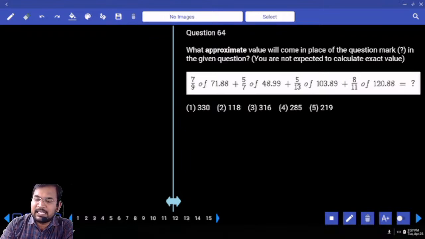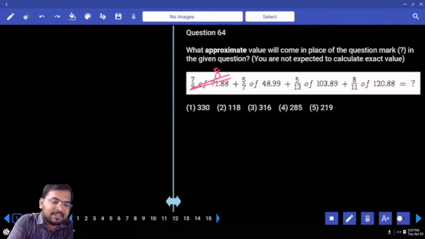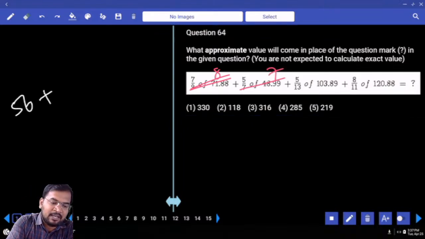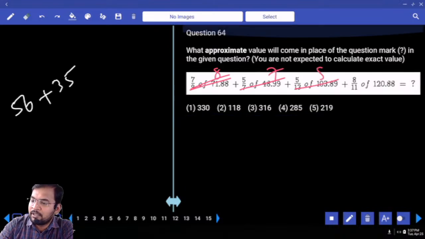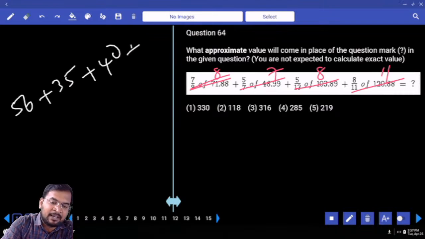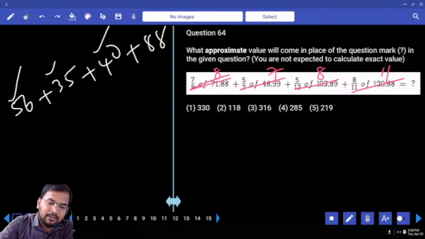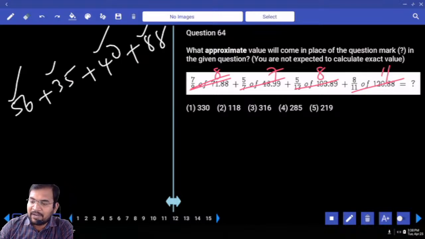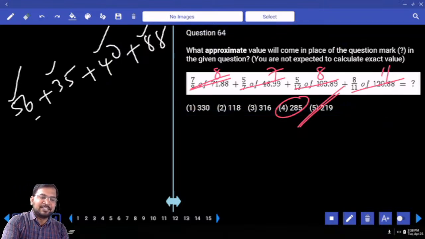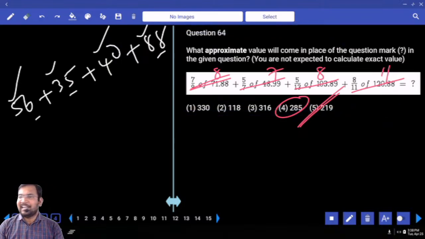See, this is 9 how many times? 8 7s are 56. 7 5s, 8 5s, 11 8s are 80. 50, 30, 80, 40, 120, 80. Our answer is nearer to 200. If we take numbers, it's not possible we will get 285. Yes or no? 6 to 5 is 11, 11 8 to 19, 219 only.